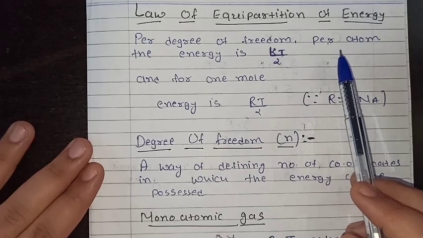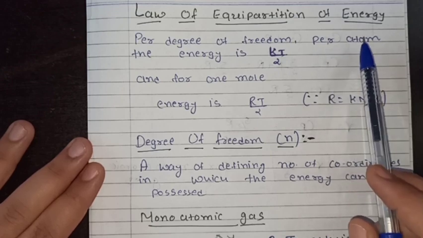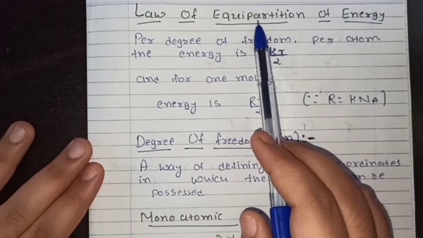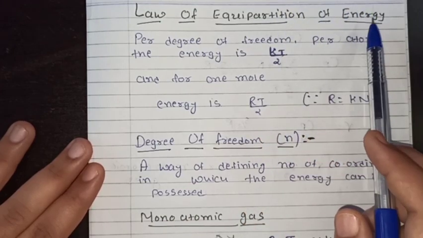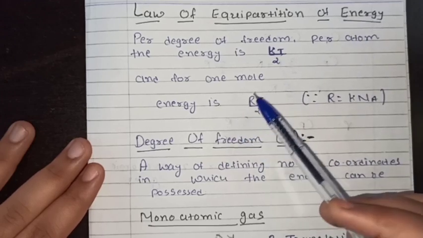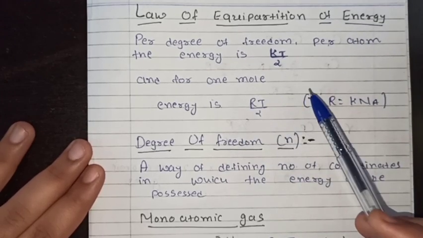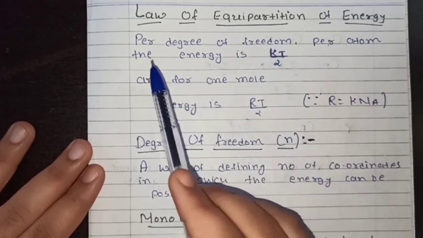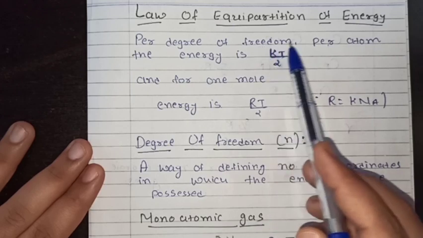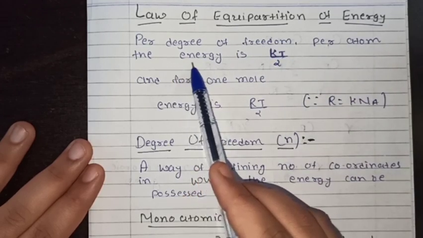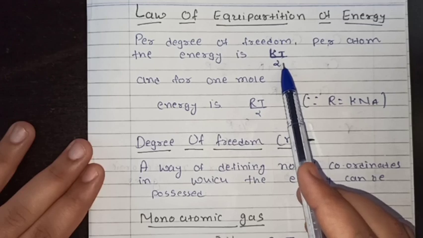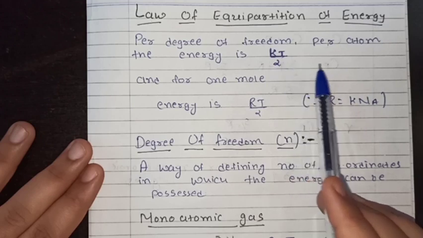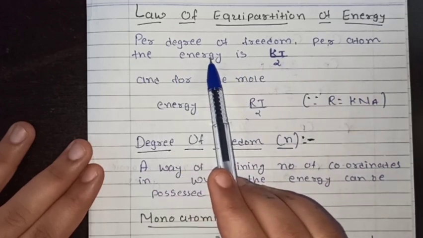Now we will understand the law of equipartition of energy. As the name says, equipartition of energy means energy is distributed in some directions. The law of equipartition of energy says that per degree of freedom per atom, the energy is kT by 2. Don't worry about the new terms. We will understand all the new terms one by one. Just understand the statement first.